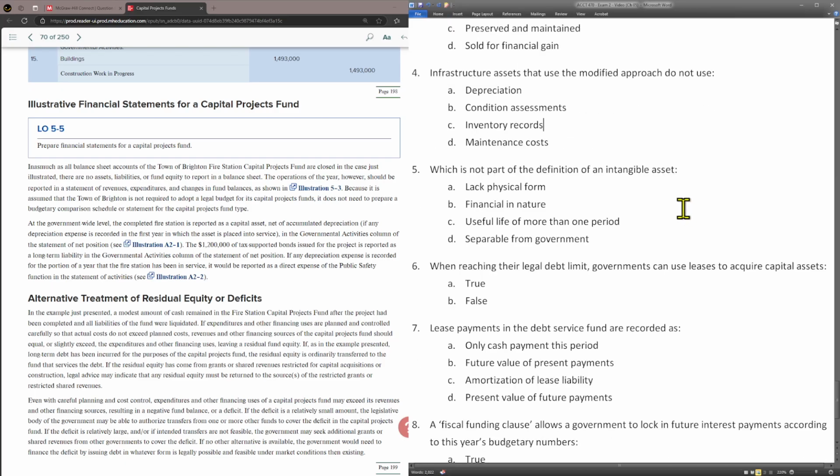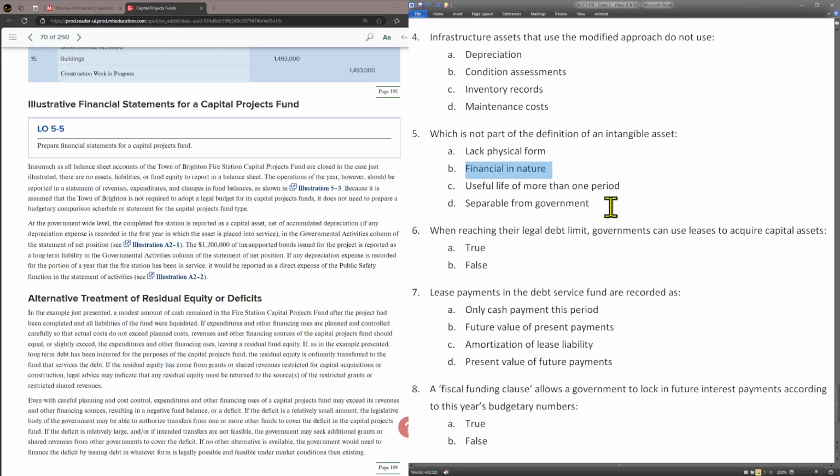Which is not part of the definition of an intangible asset? Well, an intangible asset will lack physical form. C, will have a useful life of more than one period. D, will be separable for government. The one is it's not financial in nature. So an intangible asset should be non-financial in nature, because if it's financial in nature, it's an investment.